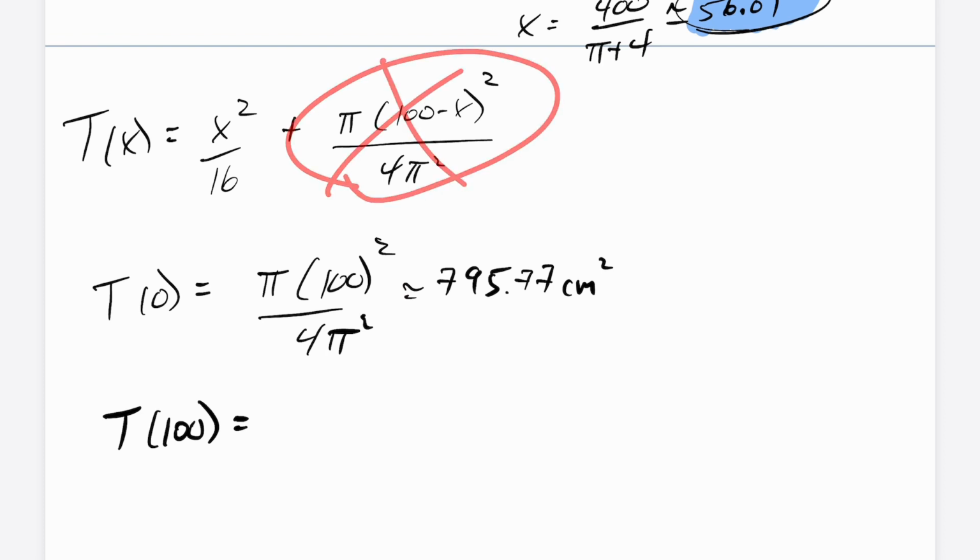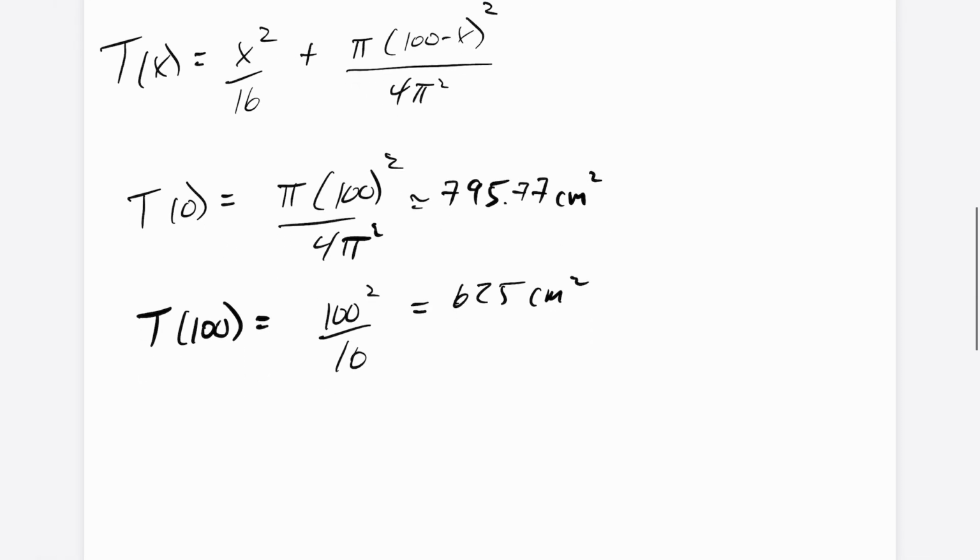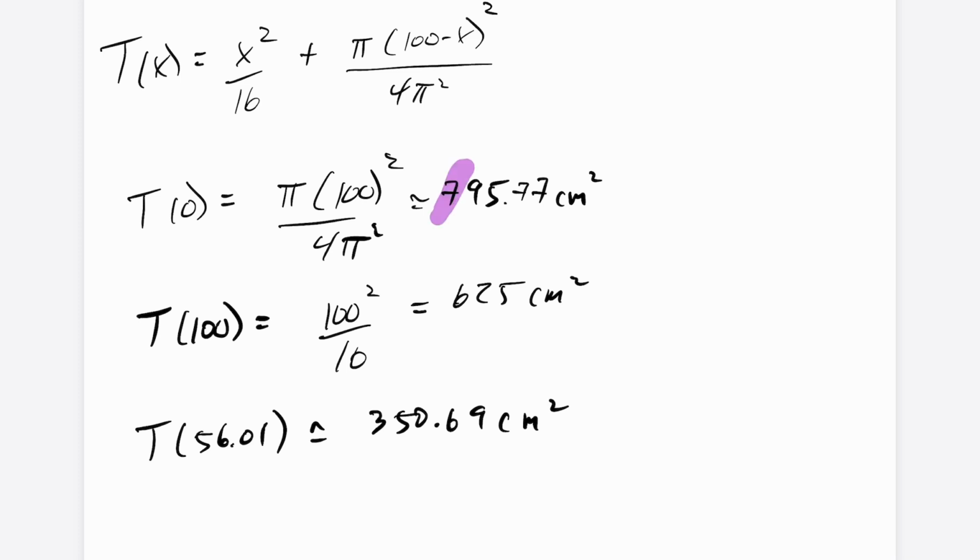We're going to get rid of this circle and make one big square out of this. This will end up being 100 squared over 16, which is equal to 625 square centimeters. And lastly, we have our critical point here, 56.01. If I evaluate this at our value here, we end up getting 350.69 square centimeters. So of these options, we can see that the maximum area, which was the initial goal, ends up being one of the endpoints.